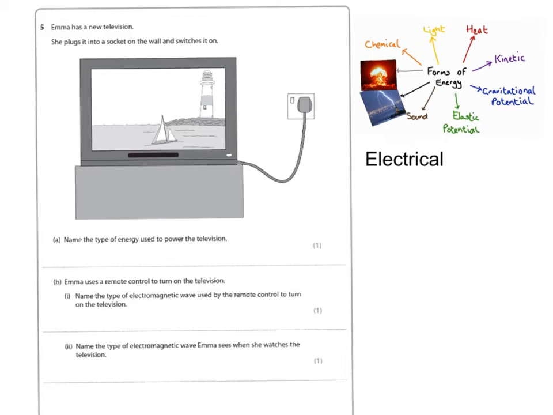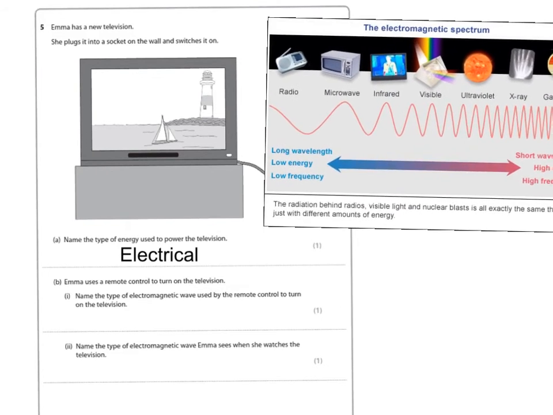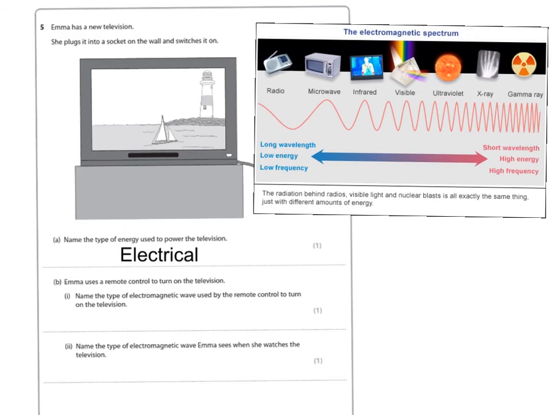Electrical energy is the most useful form of energy and can be made into all these other different forms. It's shown on this diagram here. And when we switch on a TV, we're using electrical energy. The rest of this question is about the electromagnetic spectrum, so we'll take a closer look at it.